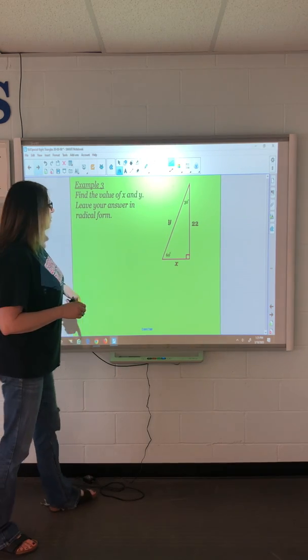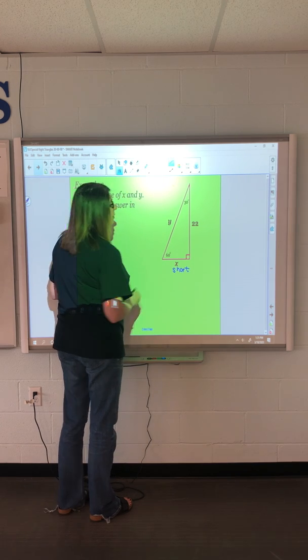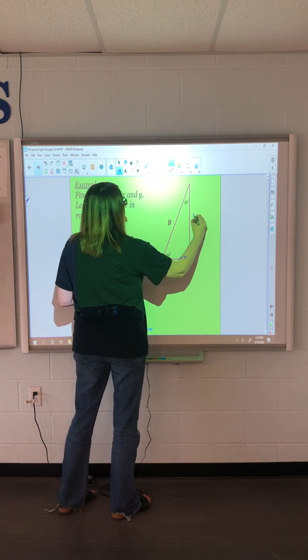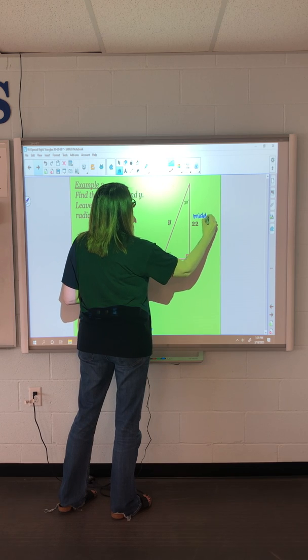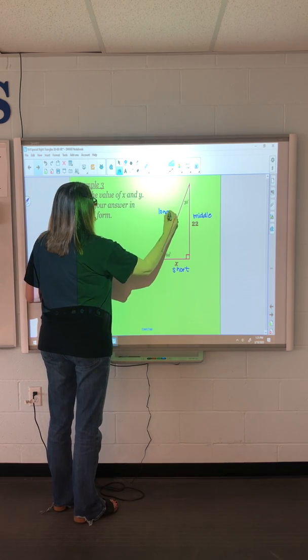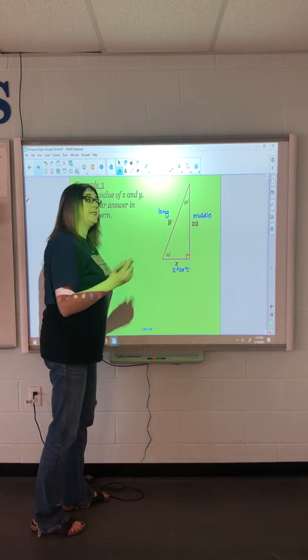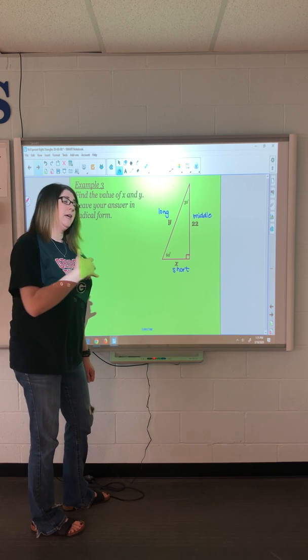All right, example number 3. We have the short side as x. It's across from the 30-degree angle. We have the middle side as 22. It's across from the 60-degree angle. And we have the long side as y. It's across from the 90-degree angle. So basically the same idea as what we did in the last problem.